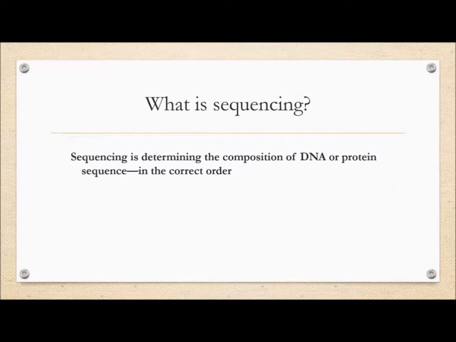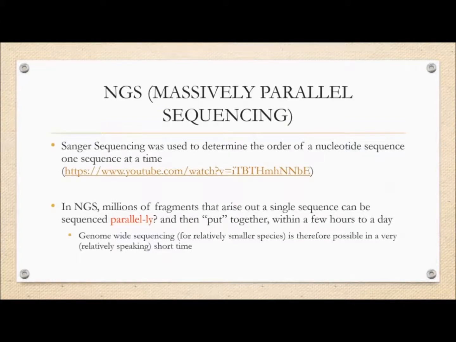Sequencing is determining the composition of DNA or protein sequence in the correct order. That is, what is the order of the nucleotides in a DNA, or the nucleotides in an RNA, or the amino acid order in a protein. NGS is also very often referred to as massively parallel sequencing because of the need to do many sequences essentially simultaneously, and then stitch them into the sequence of a chromosome, and then by extension the sequence of a genome.